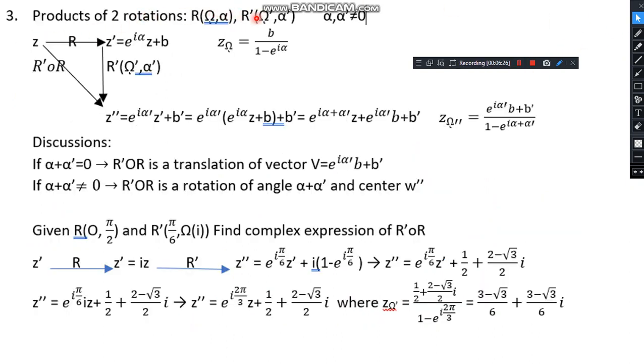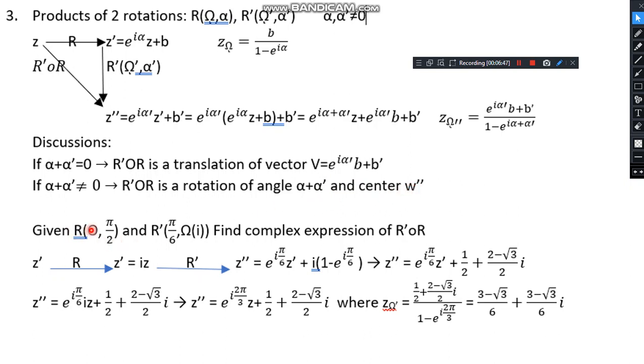Similarly, the product of two rotations is a rotation, but if alpha, you can check it by yourself, but don't memorize it. If alpha plus alpha prime, the angle, is 0, we have a translation, we don't have a rotation. However, if alpha plus alpha prime is not 0, we have a rotation of angle alpha plus alpha prime, where we're going to determine the center.